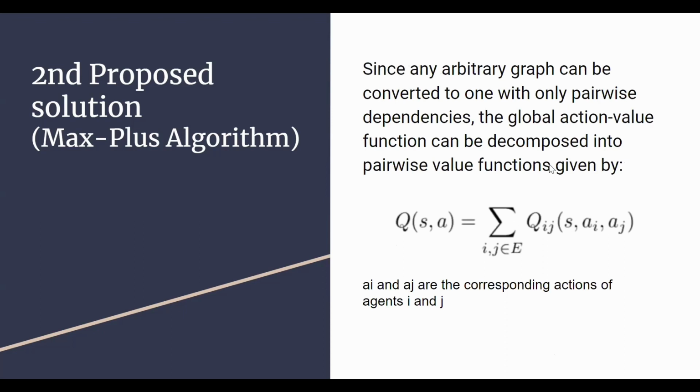Since any arbitrary graph can be converted to one with pairwise dependencies, the global action value function can be decomposed into pairwise value functions given by Q(s, a) equals the summation over i, j belonging to the entire graph space of Qij(s, ai, aj). So ai and aj are the action of agent i and action of agent j, and Qij is the Q value function of that particular pair of agents.